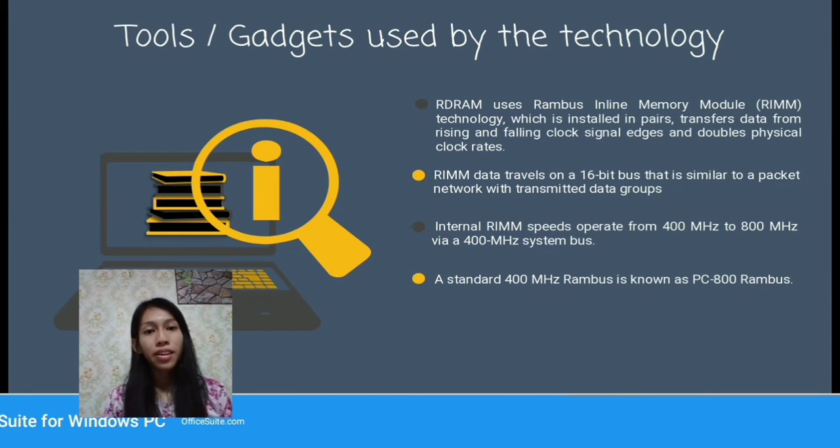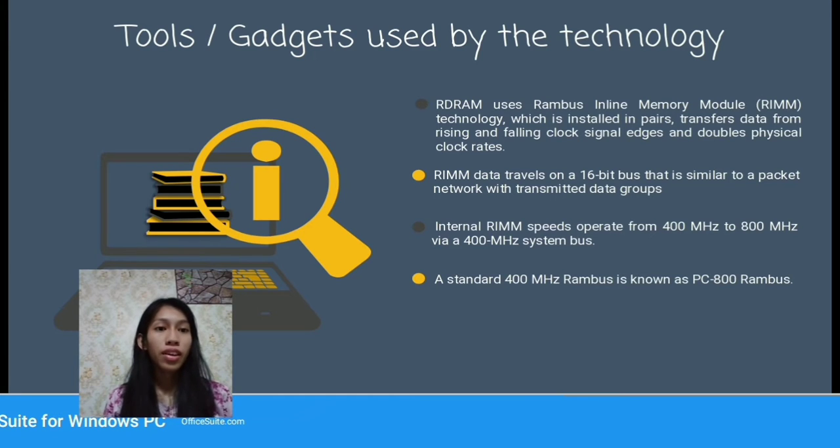Good morning, sir. My name is Kenny Clintia, and this is the tool and gadgets used by the technology. RDRAM uses Rambus Inline Memory Module technology, which is installed in pairs and transfers data on the rising and falling clock signal, which doubles the physical clock rate. RIMM technology travels a 16-byte bus that is similar to a packet network with transmit data groups.